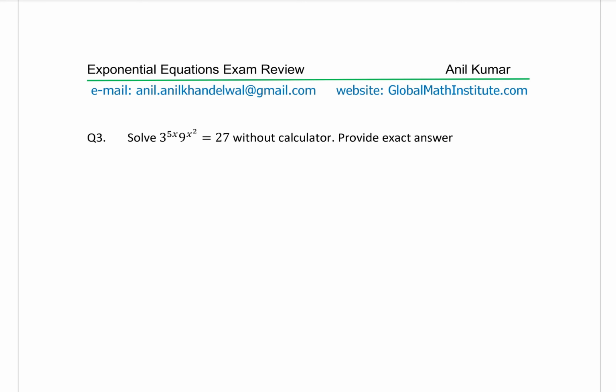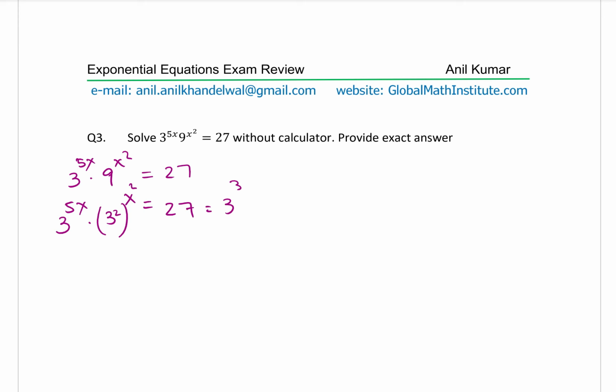Let's take the next example, which is solve 3 to the power of 5x times 9 to the power of x squared equals to 27 without calculator. Provide exact answer. So let's do it. We have 3 to the power of 5x times 9 to the power of x squared equals to 27. Now 9 can be written as 3 squared, right? So we can write this as 3 to the power of 5x times 3 squared to the power of x squared equals to 27. 27 you could write as 3 to the power of 3, right?